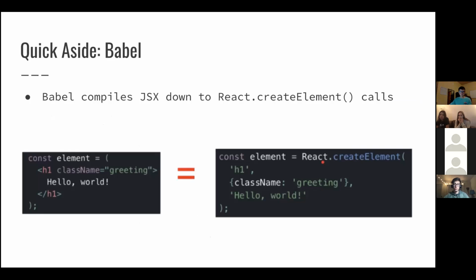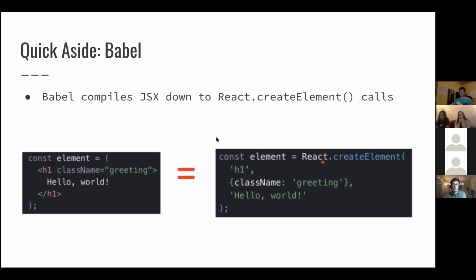So moving on. Just a quick aside on how this is accomplished and what is happening at the lower level: this thing called Babel. Babel is essentially a JavaScript compiler that compiles JSX down to React.createElement API calls. So once Babel sees it, this gets turned into a createElement call with h1 as the first parameter, className and greeting as the second argument, and hello world as the third argument.